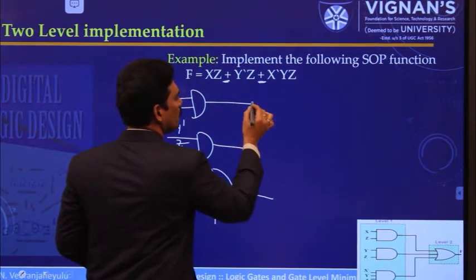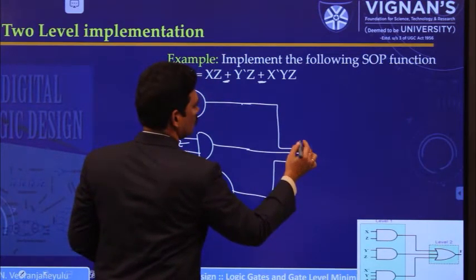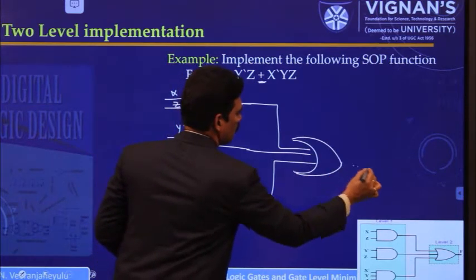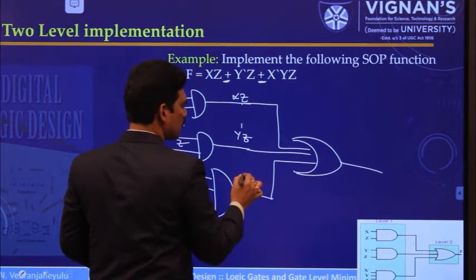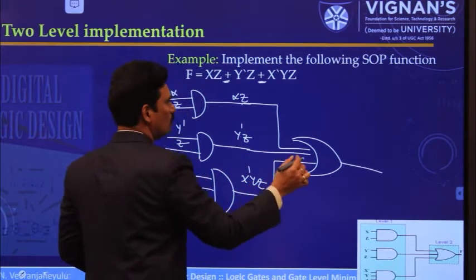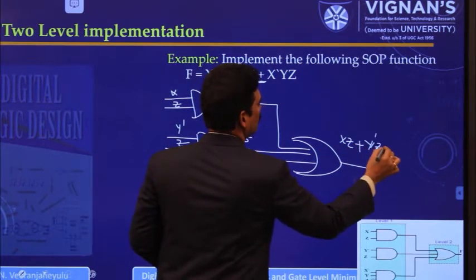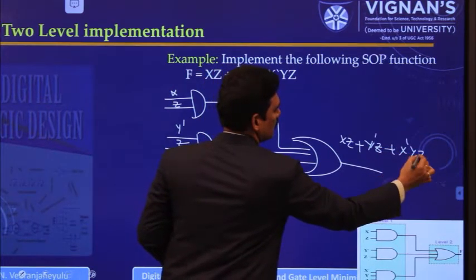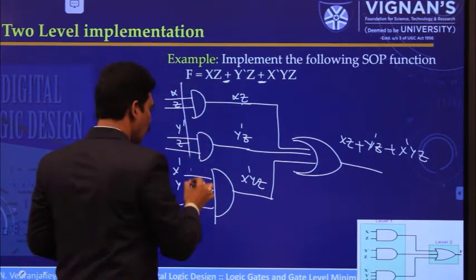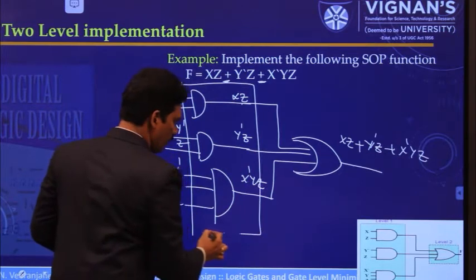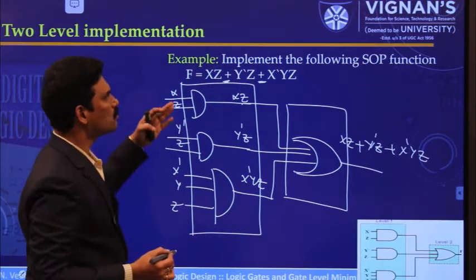Here also we need one OR gate. So this is the OR gate. Finally, this is xz, this is y bar z, and this is x bar yz, and this is equal to xz plus y bar z plus x bar yz. This is the expression. And this two-level implementation means this is one level and this is another level. So this is called a two-level implementation of the SOP function.